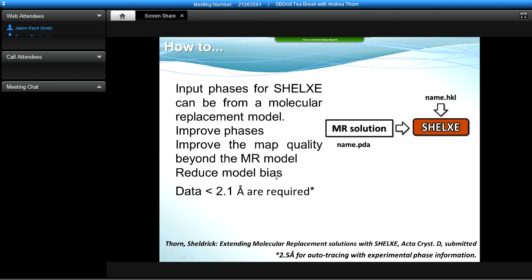You can reduce your model bias, but you need data better than 2.1 angstrom. So this is really only feasible at high resolution. And there will be very soon an article about this in Acta Crystallographica. What you do is you take your name.hkl, which is your native data, so you don't need any experimental phase information, and you take your MR solution renamed to .pda instead of .pdb. You drop it into SHELXE and do auto tracing, and what you get should be a map that hopefully looks nicer.